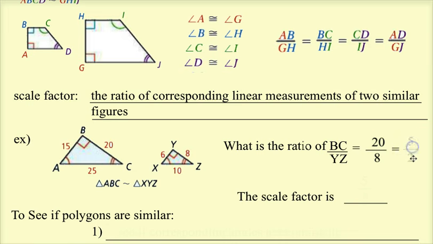I'm going to reduce that to 5 over 2 because I just divided by 4. This 5 over 2 is called the scale factor. Each of these sides, AC and XZ, also has a scale factor of 5 over 2. 25 over 10, if I reduce it, is 5 over 2. AB and XY have the same scale factor, so all the sides are in proportion. They have to have that same scale factor.